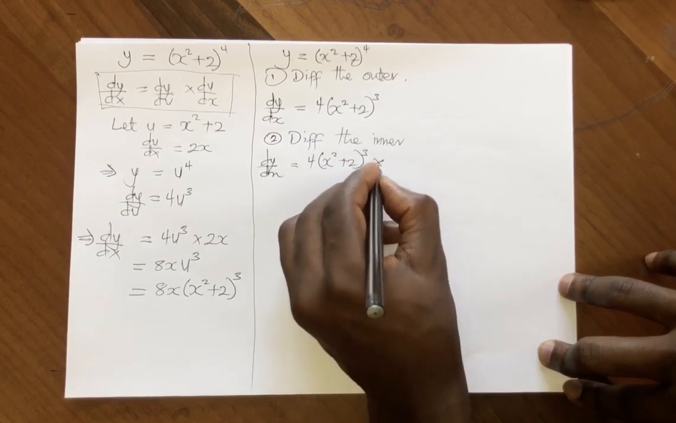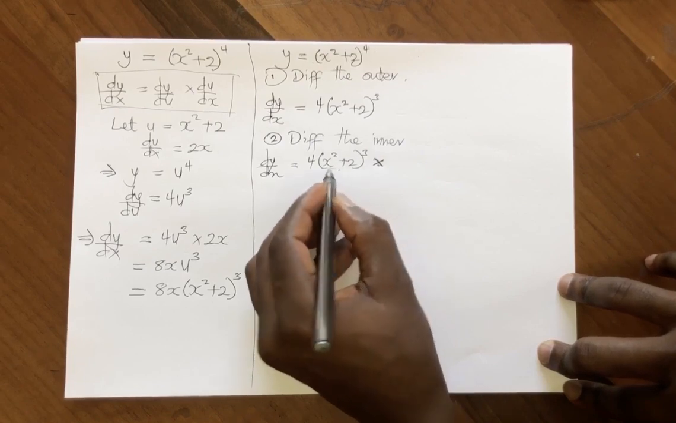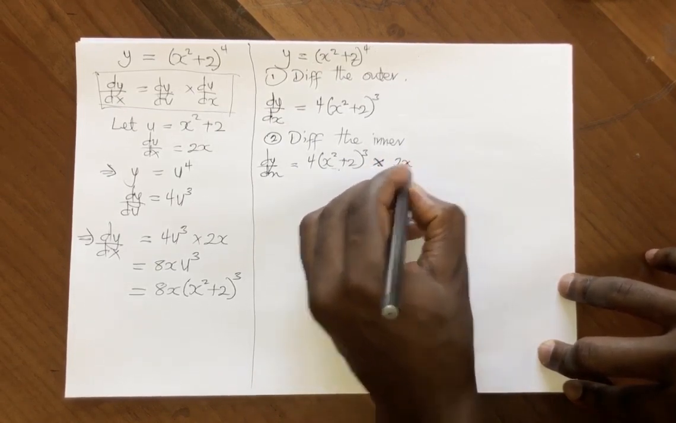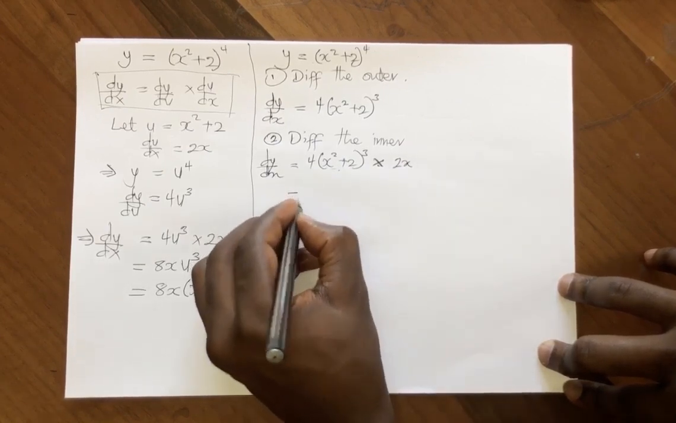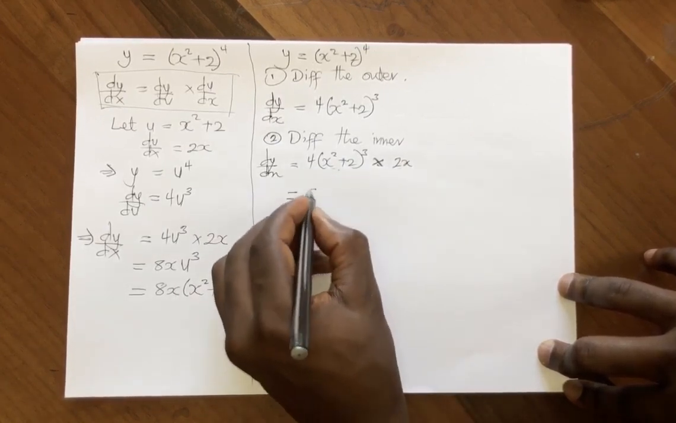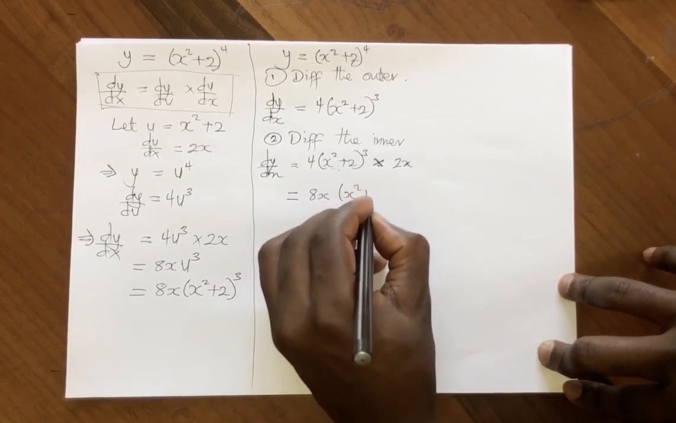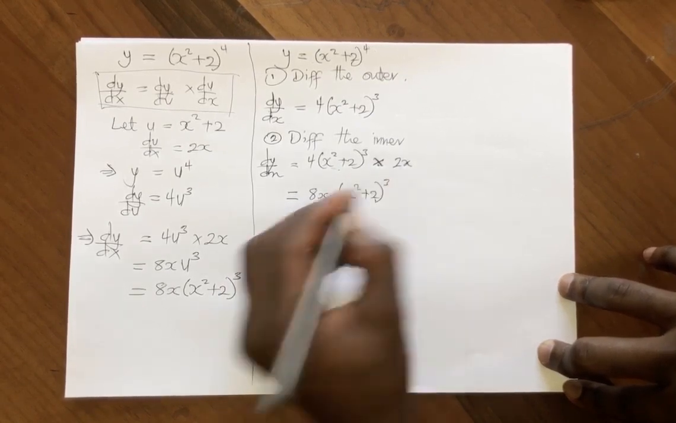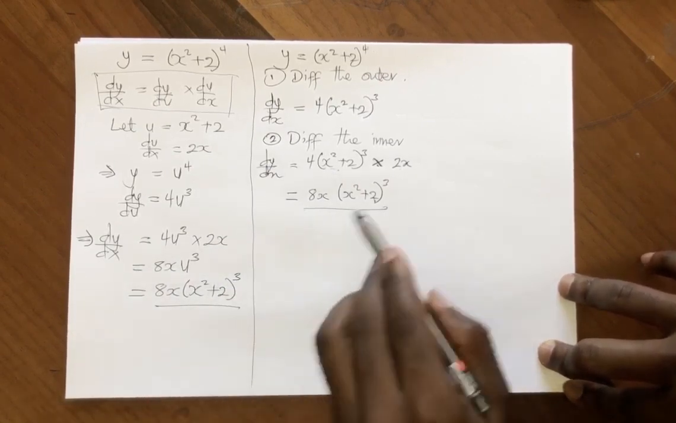So let's just bring the multiplication sign. Now this is the inner. If you differentiate, you get 2x. Differentiate 2, that is 0, okay? Then you multiply. So 2 times this is 8, then you bring the x, then you have x squared plus 2 all raised to the power 3. So compare this to that. You see, it's the same answer.